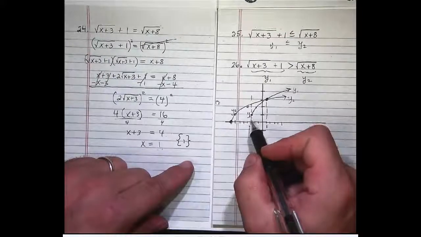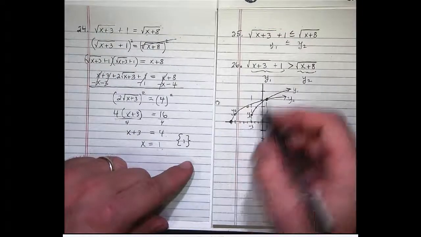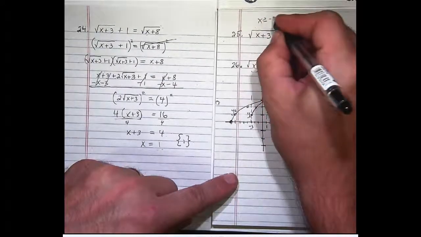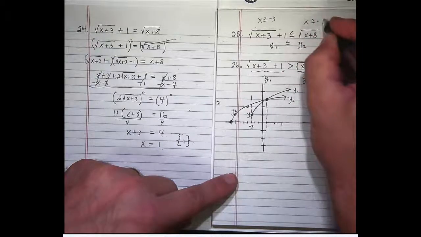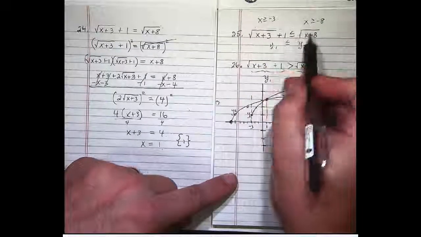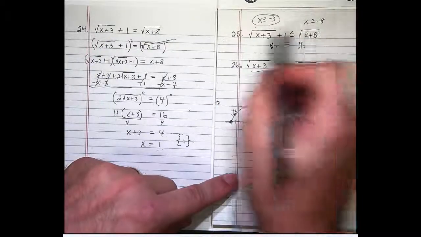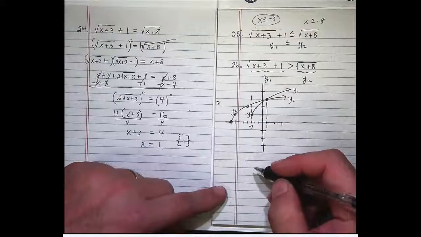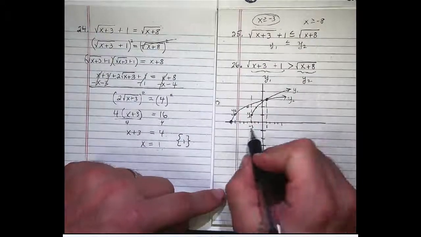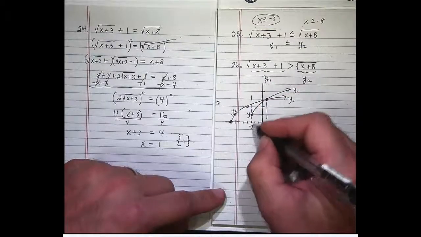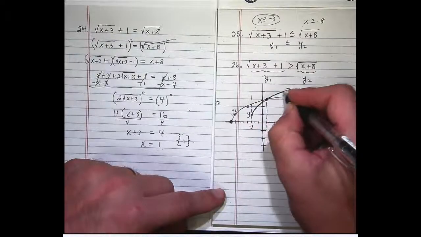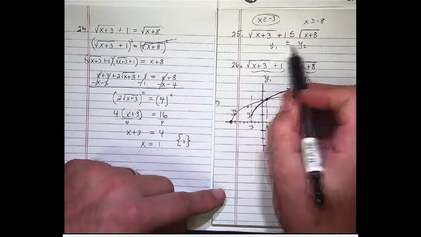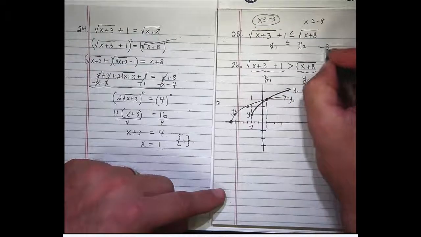So the relevant feasible domain here, this one has a domain of x's bigger than negative 3. This one has a domain of x's bigger than negative 8. So the intersection of those domains is this. That's where both graphs begin to exist at the same time. That is where any interval of solutions must begin. So our interval starts at negative 3 because that's where the first graph begins, and it goes to 1. y1 is below y2 from negative 3 to 1.